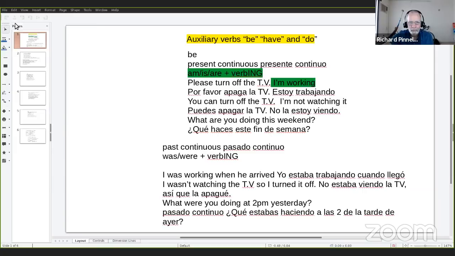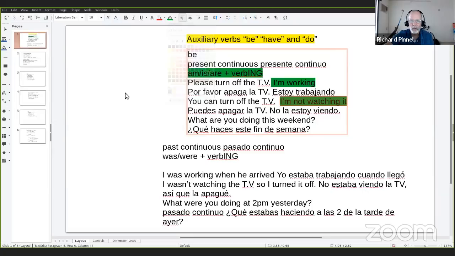Otro ejemplo, you can turn off the TV. I'm not watching it. En esta ocasión tenemos un negativo. Para ser negativo solo tenemos que agregar la palabra not.